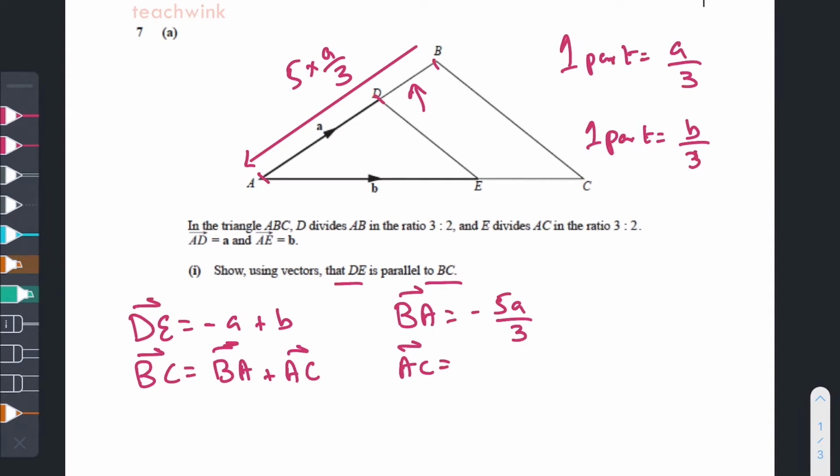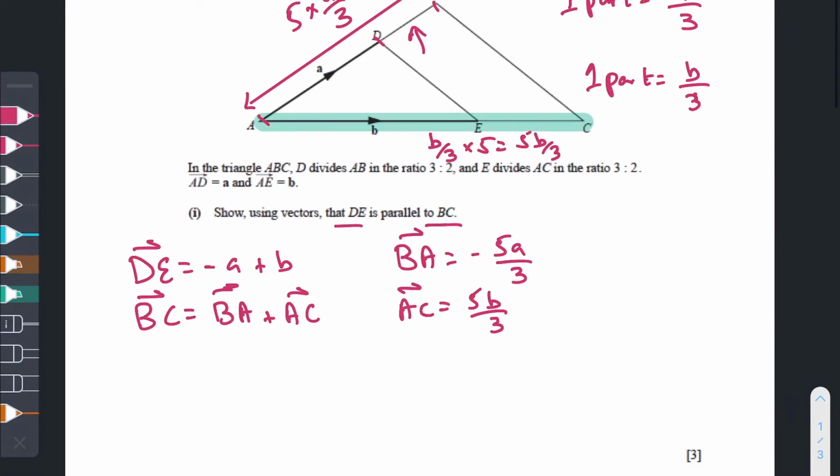And then if you talk about AC, the same rule is being applied over here. If you go from A to E, how many parts are there? There are 5 parts. Each part is how much? Each part is B over 3. So you multiply this by 5, you get 5B over 3. So AC is going to be 5B over 3. So your BC turns out to be negative 5A over 3 plus 5B over 3.